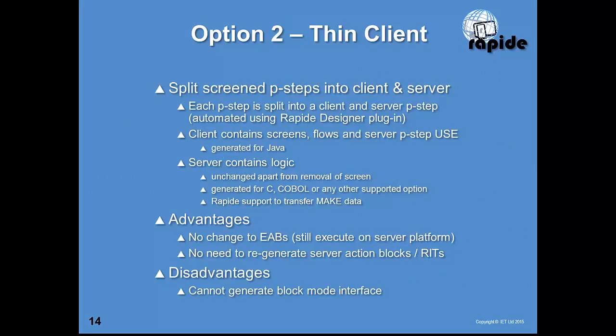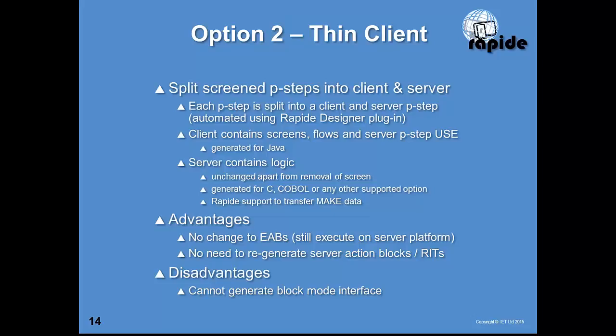This is automated using the Rapide Designer again, and we'll take a look at that in the demo. The client contains the screen, the dialog flows, and a p-step use of the server, and is again generated for Java. And the server contains all of the business logic that was previously in the 3270 screen procedure step, and that's unchanged apart from the removal of the screen. And that server can be generated for any of the supported Gen platforms, so C, COBOL, EJB, etc.